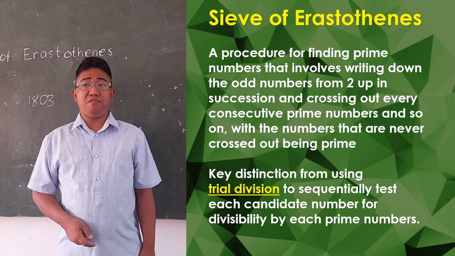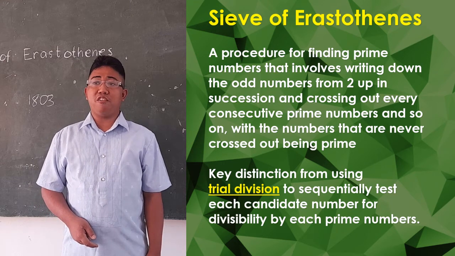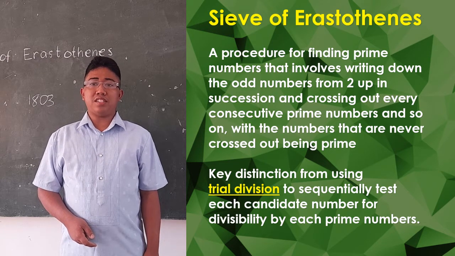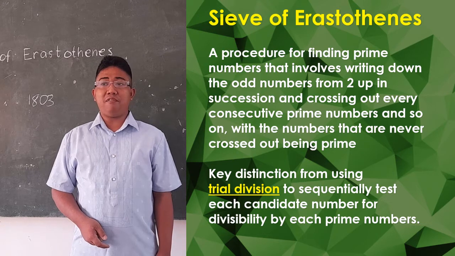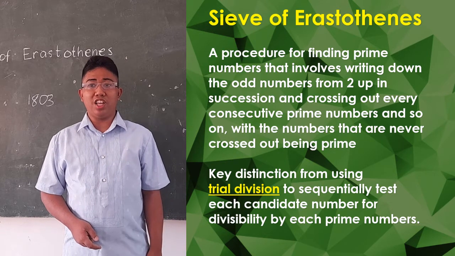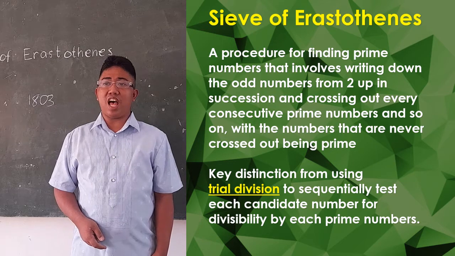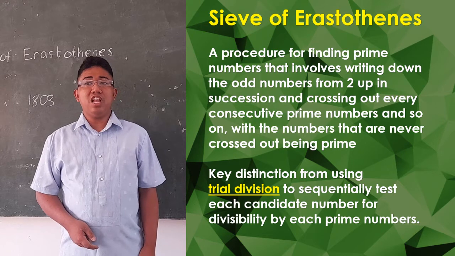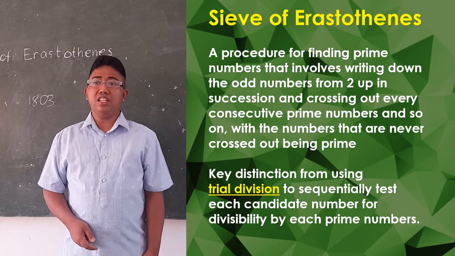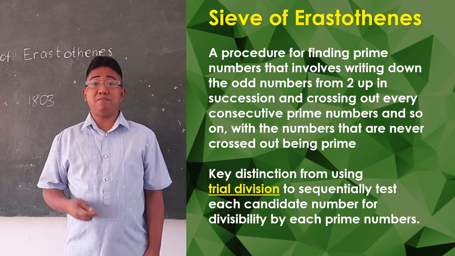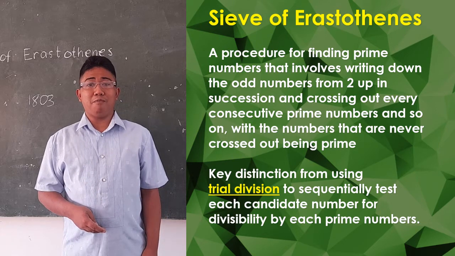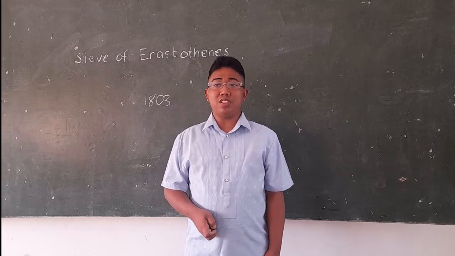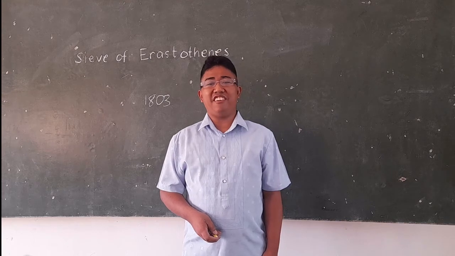Also, it is a procedure for finding prime numbers that involves writing down all the numbers from 2 up in succession and crossing out the multiples of each consecutive prime number, and so on. The numbers that are never crossed out are the primes. The key distinction from trial division is that trial division sequentially tests each candidate number for divisibility by each prime number. Okay, students, let us try to find the prime numbers from 1 to 100.